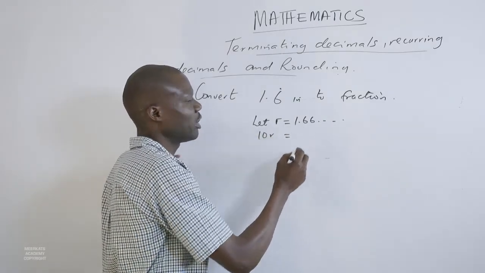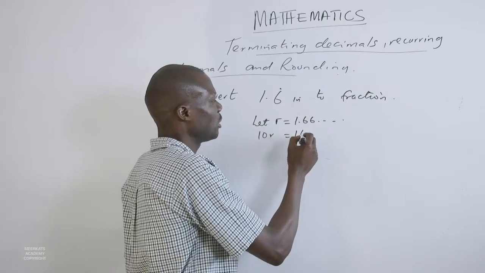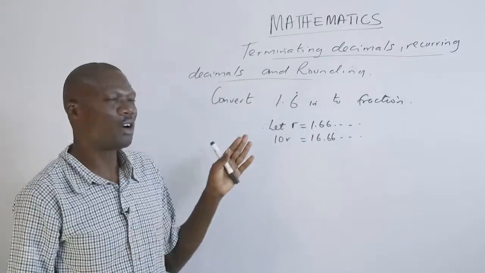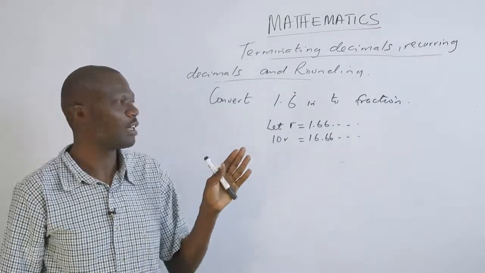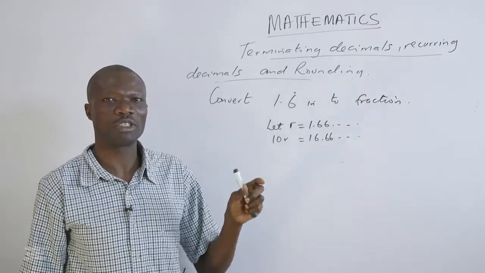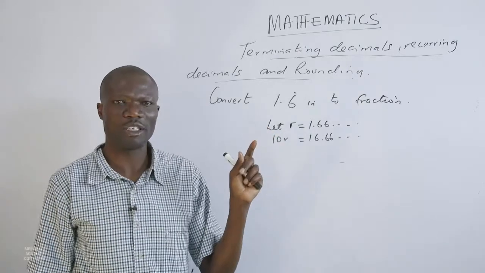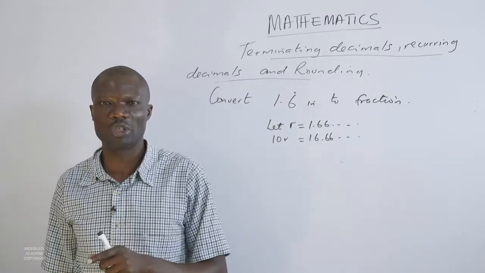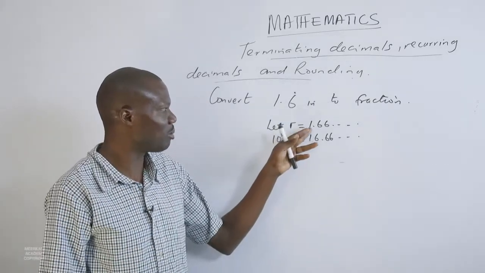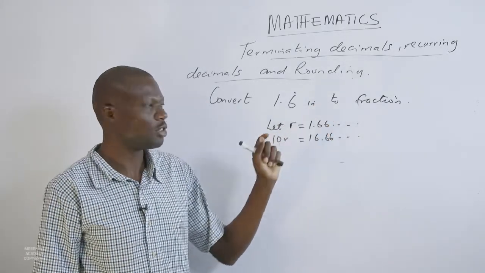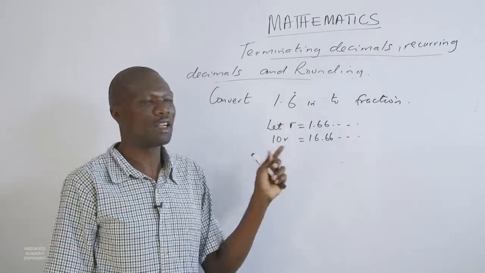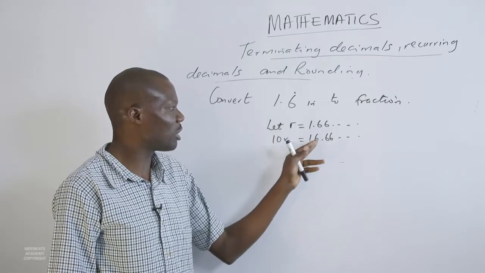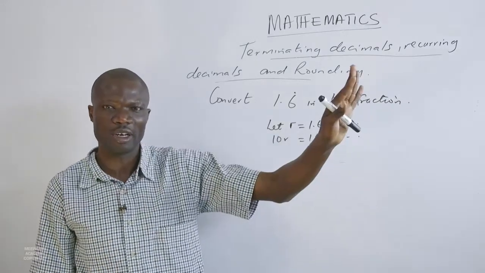10R will be 16.6 recurring. When converting recurring decimals, I've said you will assign this pronumeral to what you have, and you realize that this is 1.666. So when I multiply by 10, it is 10R on the left-hand side. The right-hand side will become 16.66 recurring.